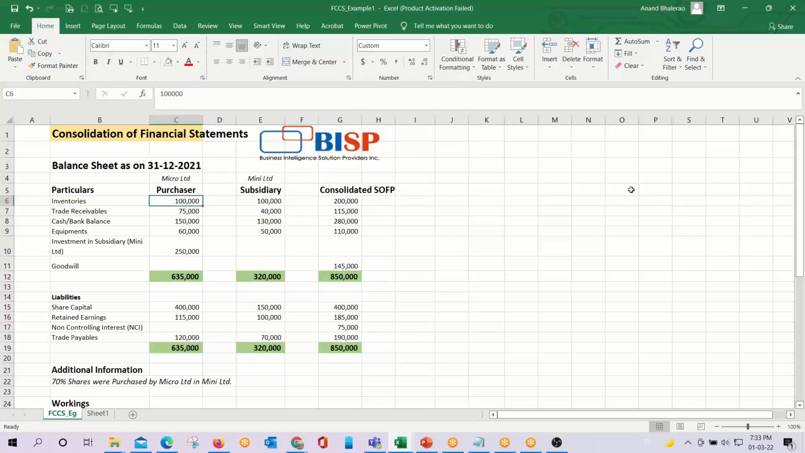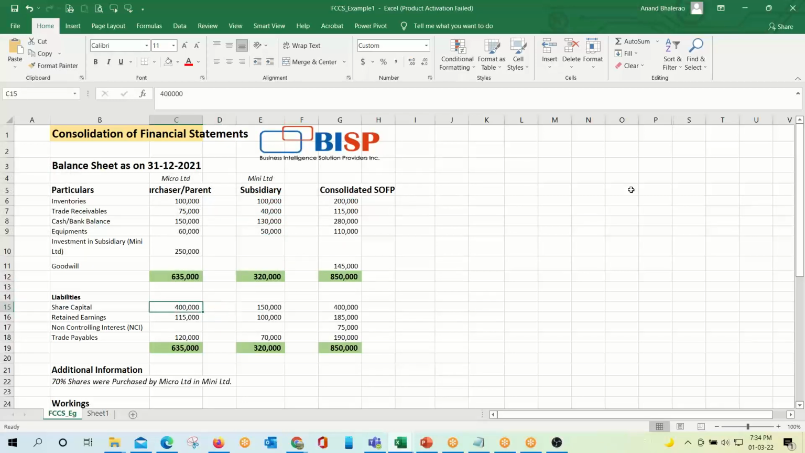So this is the assets of a purchaser, that is the parent. We can also say this as a parent, and this is the subsidiary.